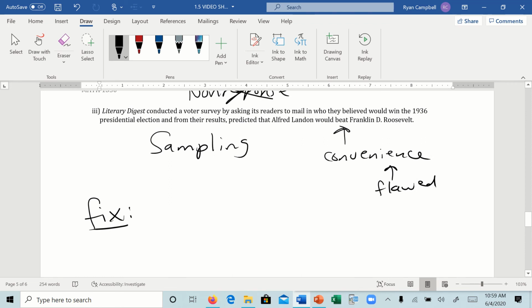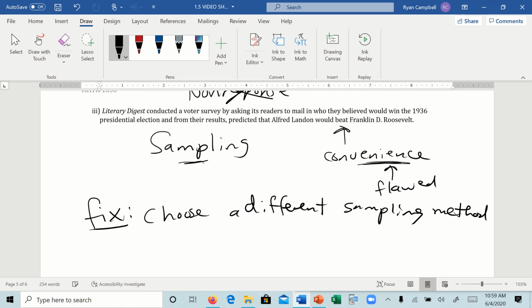So some people would say, oh, we'd want to mail to people other than Reader's Digest. And again, if we mail, we're still getting a convenience method. That's still going to cause a sampling error. So that's still not going to be great. So ultimately, we just need to choose a different sampling method.